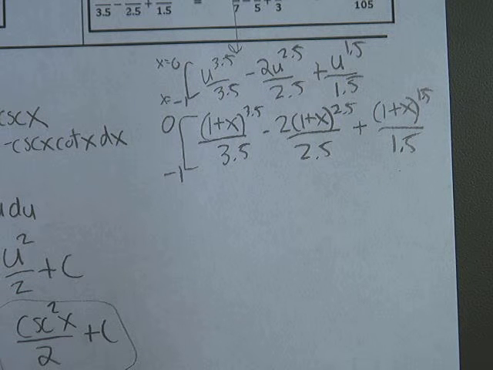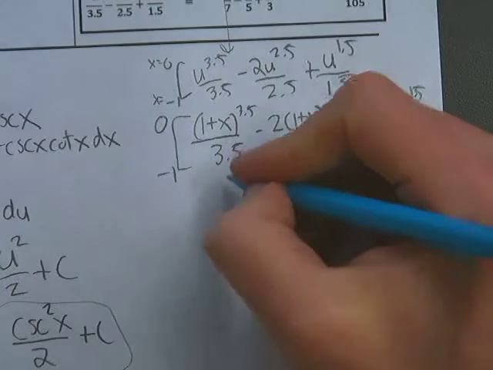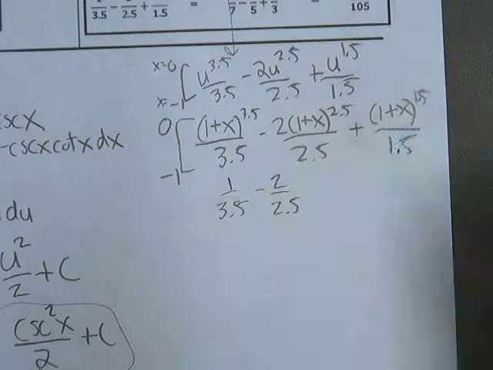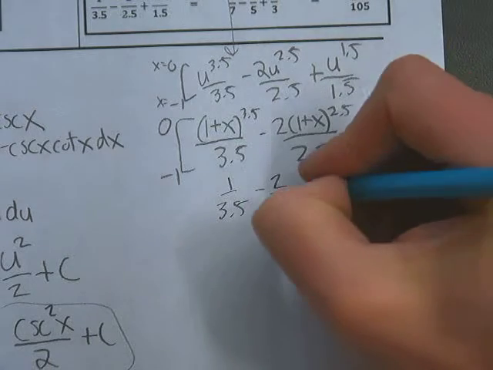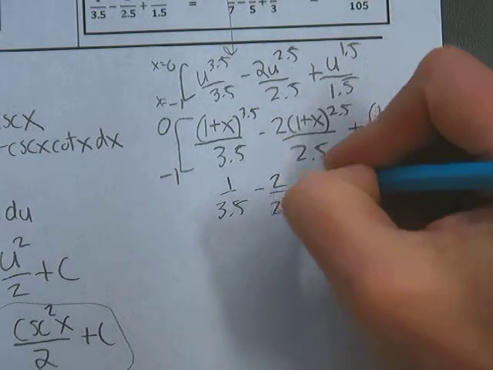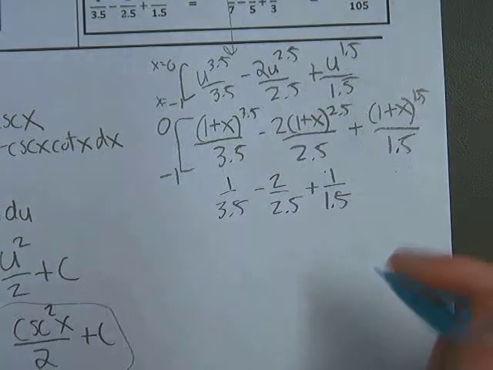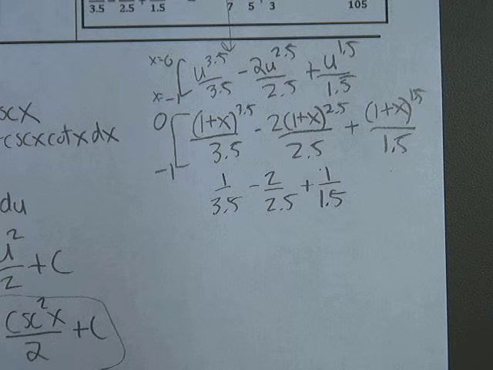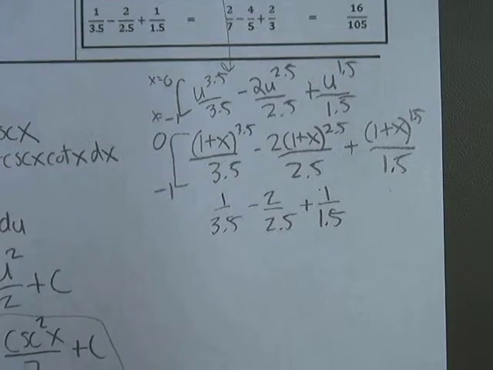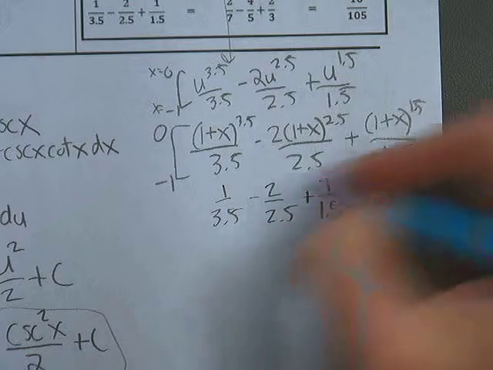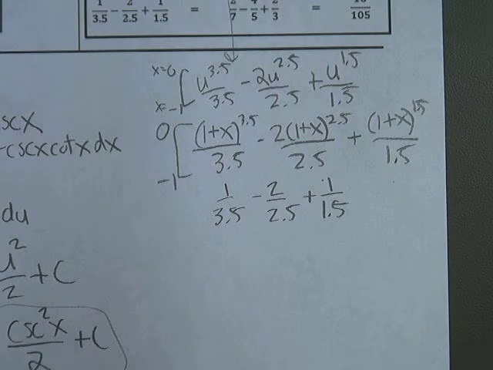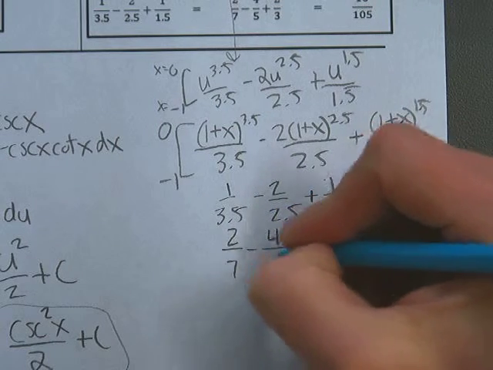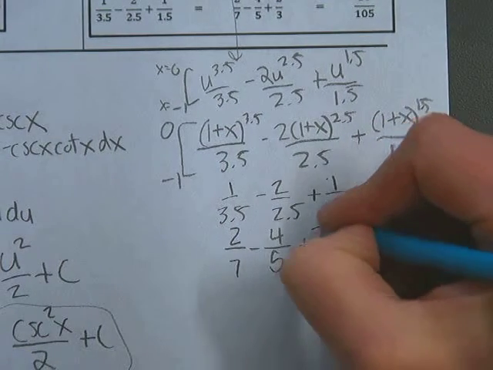If I plug in 0, I just get 1s in all the parentheses. So it's just 1 over 3.5 minus 2 over 2.5 plus 1 over 1.5. And if I plug in -1, I just get 0. So this is the answer, is this stuff. This is why above here I put these in terms of whole number fractions, like 2 over 7 minus 4 over 5 plus 2/3.